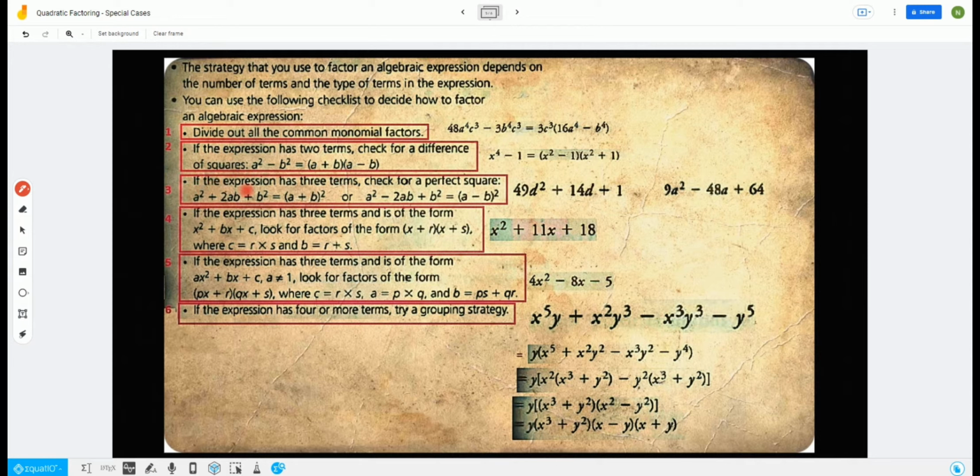The third step: if the expression has 3 terms, check for a perfect square. This is a plus b squared, or if it's negative, a minus b squared, right? For this one, 49d squared plus 14d plus 1. First you think, okay, this is 7d squared, and 1 is 1 squared, right? So look at 2ab: it's 7 times 1 times 2, which is 14. Yeah, it's a perfect square, 7d plus 1 squared, right?